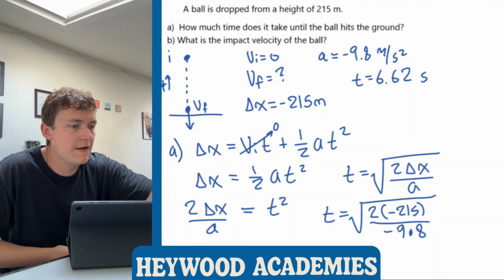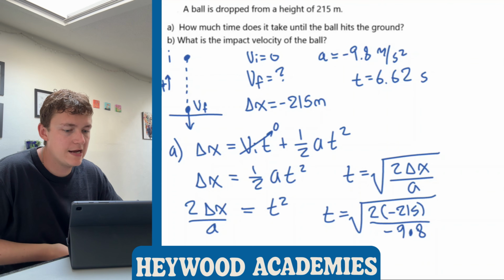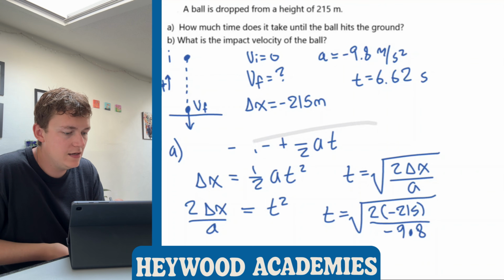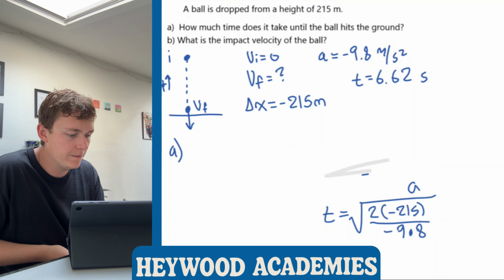Okay, so that one I got 6.62 for the answer for seconds. That's how long it takes before it hits the ground. And then for part B, we're going to figure out what is the speed of that ball right before it hits the ground.